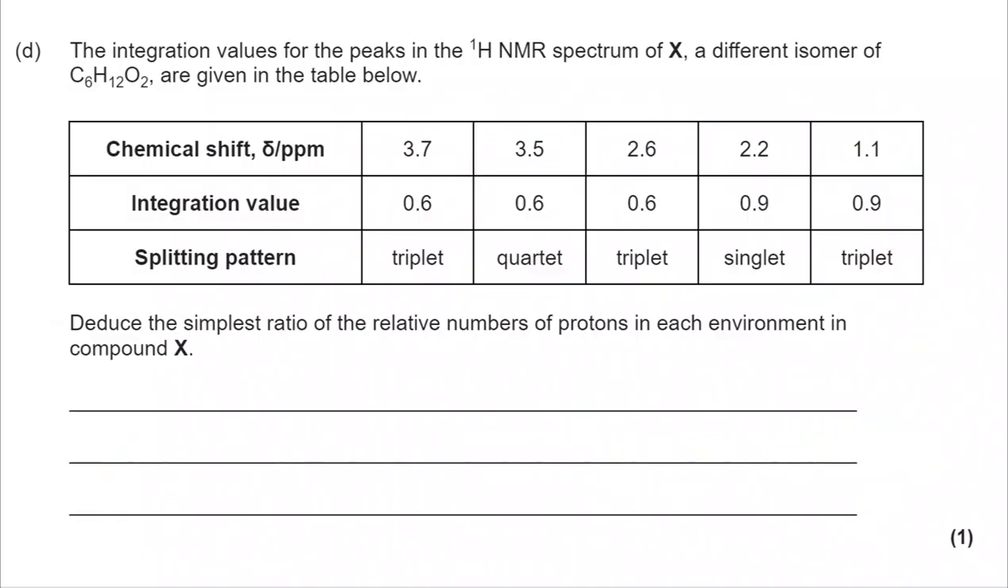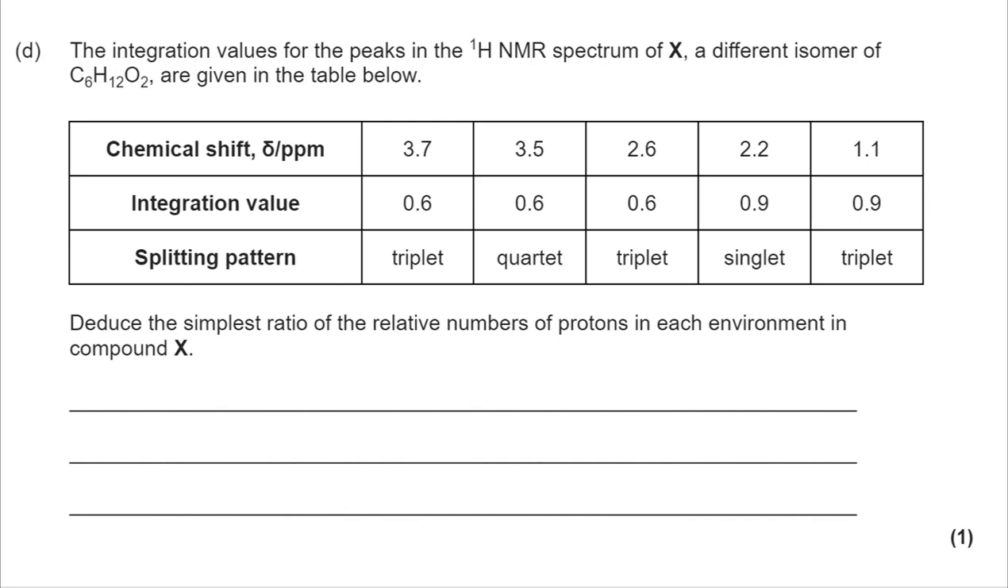When I move on to part D, and we're starting to deal now with proton NMR, the integration values for the peaks in the 1H NMR spectrum of a different isomer of C6H12O2, the data is given in the table below. So we've got 5 different chemical shifts, each of them with an integration value, each of them with a different splitting pattern. So, first thing to do, deduce the simplest ratio of the relative numbers of protons in each environment. Remember, by protons, we mean hydrogens.